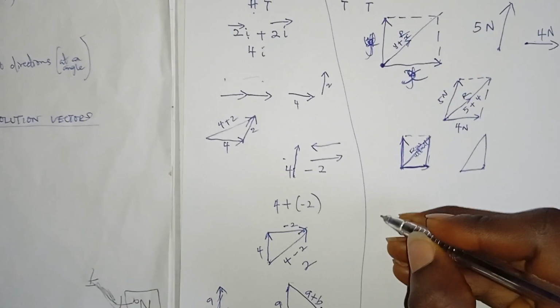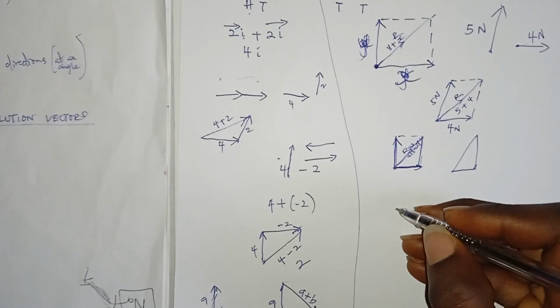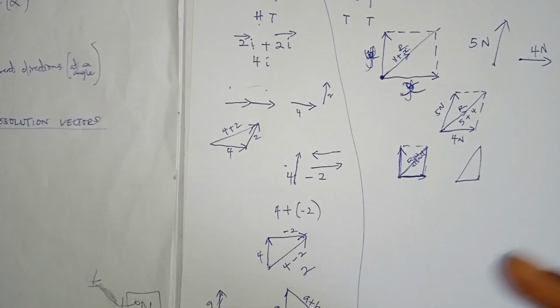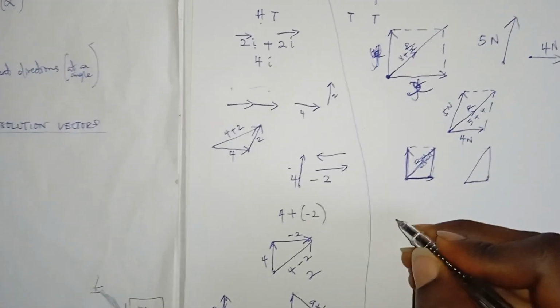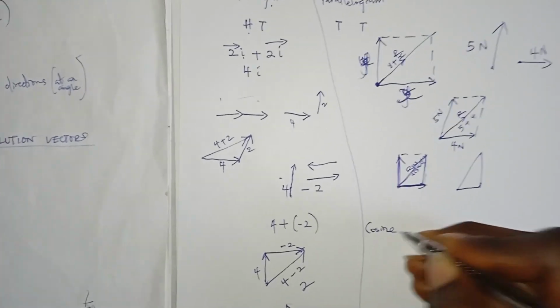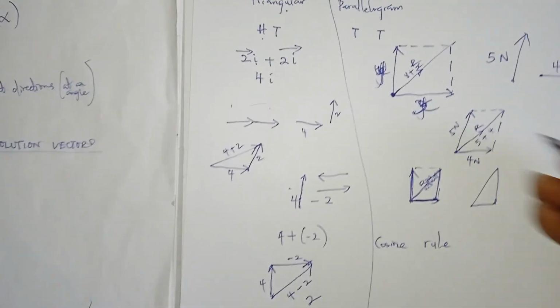Whenever an angle is given to you and that angle is less than 90, it's advisable that you use this parallelogram law. And it's from this parallelogram law that we get the cosine rule. There's something called the cosine rule. Now, let's take it that I have this.